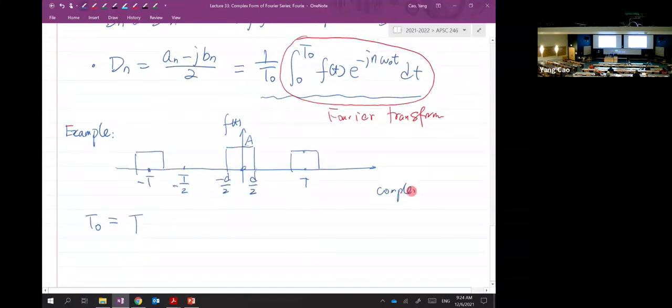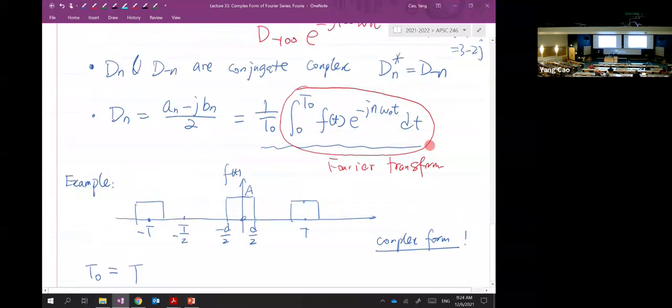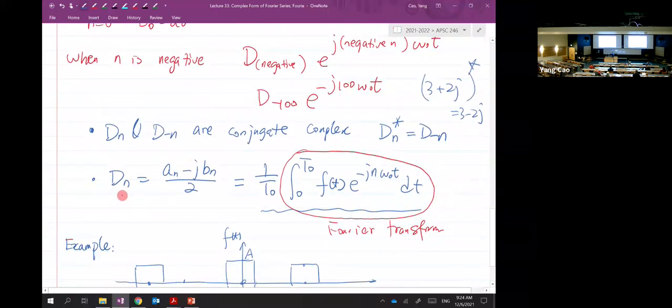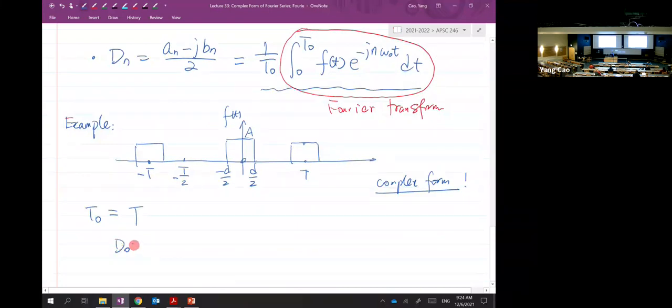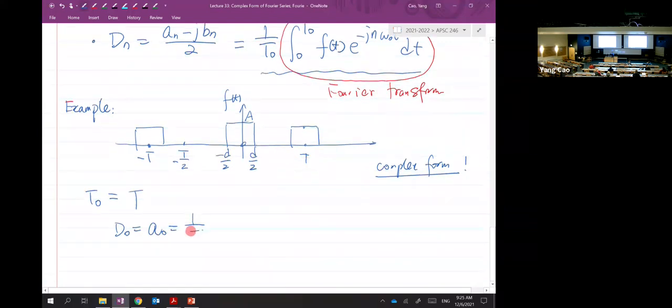So we'll write the Fourier series in complex form. The formula we're using is essentially this Dn and also the D naught. First let's calculate D naught, equal to the original formula T naught. You use exactly the same formula for calculating a naught, or in this case, we're going to call it D naught.